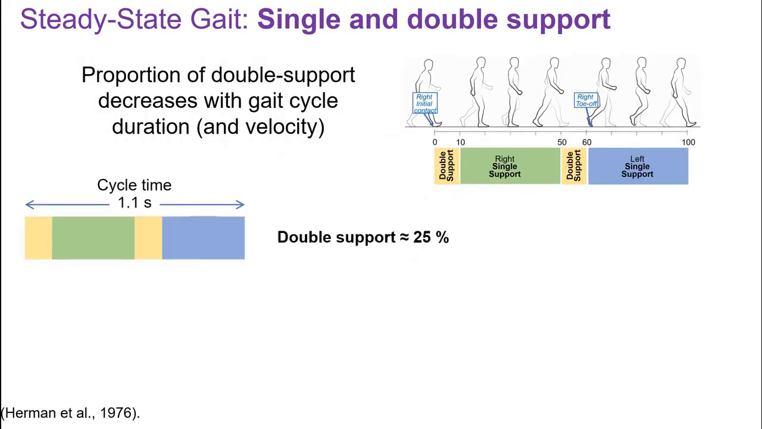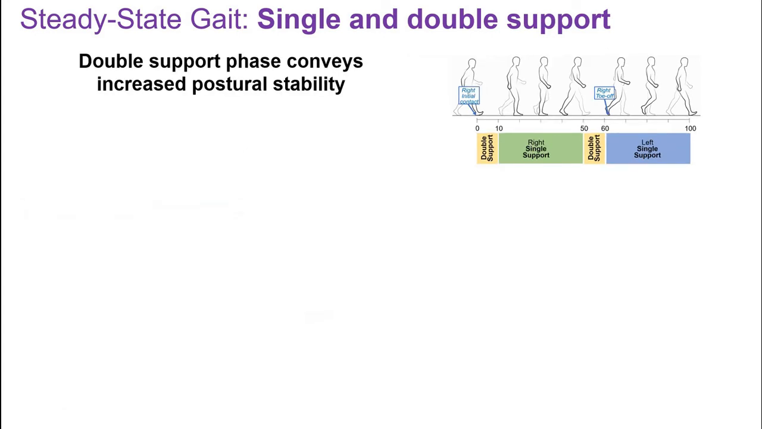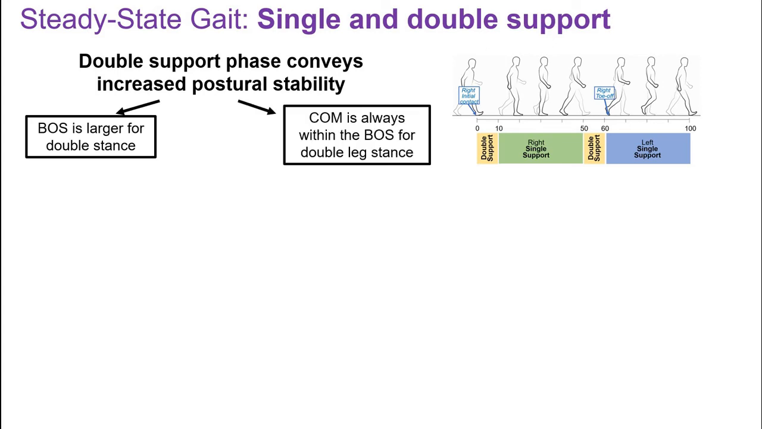As you might recall from last semester, the proportion of the gait cycle that's spent in double support phase is going to decrease with gait speed. The distinction between single and double support phase is functionally significant. The double leg support phase conveys increased postural stability. The base of support is larger during the double support phase, and the center of mass is always located within the base of support during the double support phase.